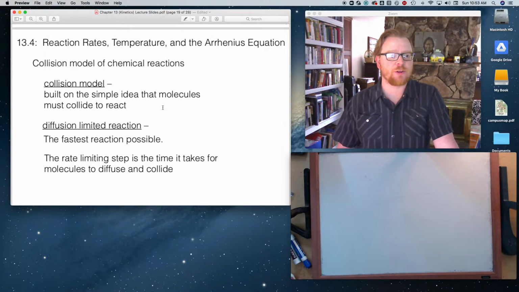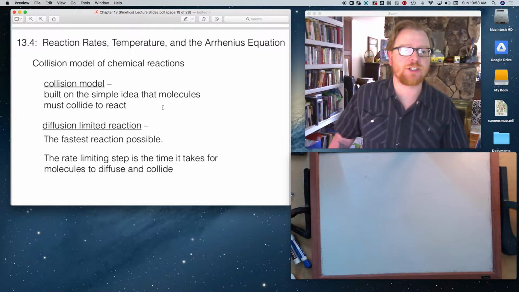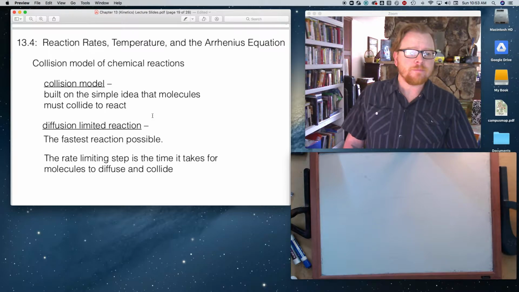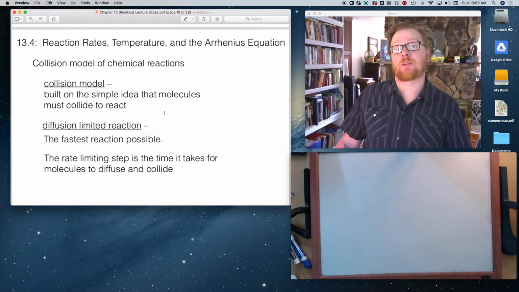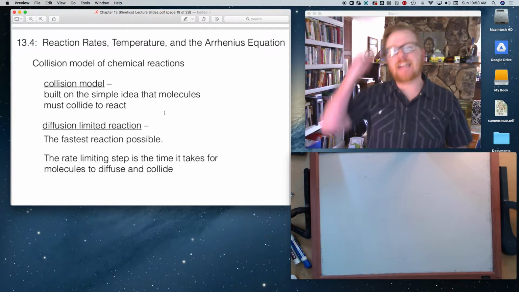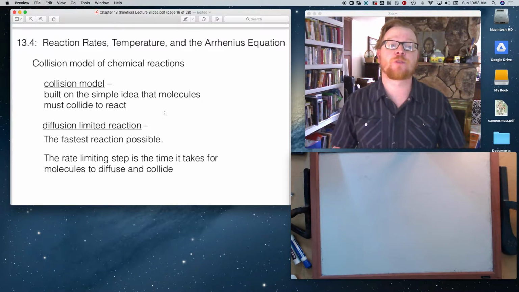So this is section 13.4, and this is our very last learning goal. Really quick, just a few definitions, and then we'll learn how to apply them. The collision model is built on the simple idea that molecules must collide to react. In our discussion of chemical kinetics thus far, we've really just been talking about experimental methods, how we figure out if something is 0, first, or second order. But we haven't really gotten into the theory, what we often refer to as first principles.